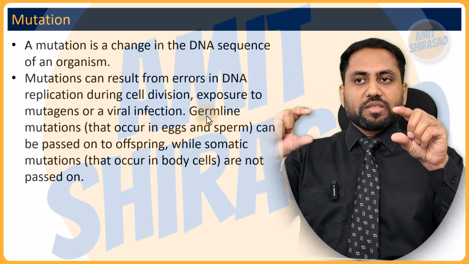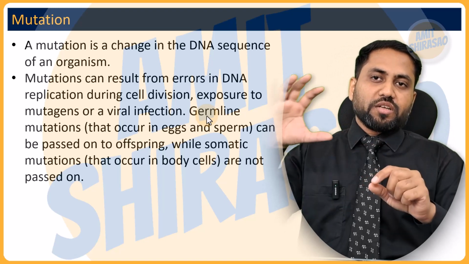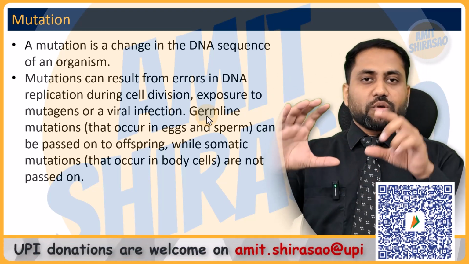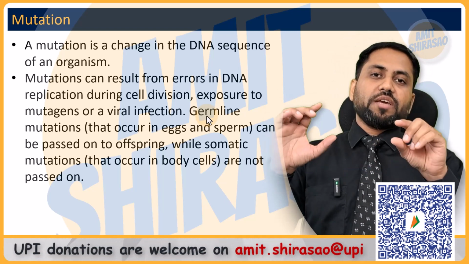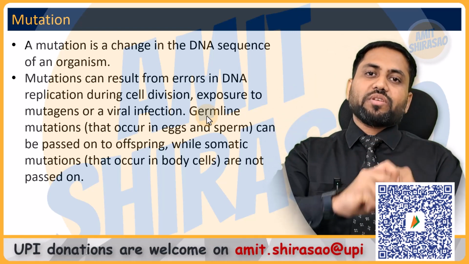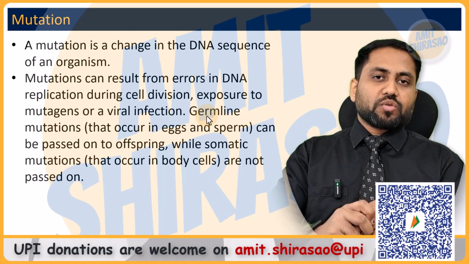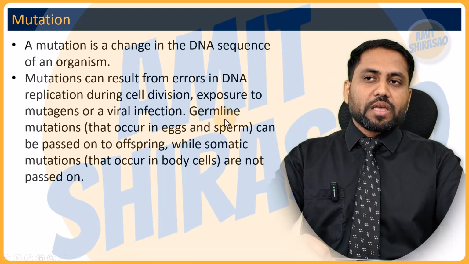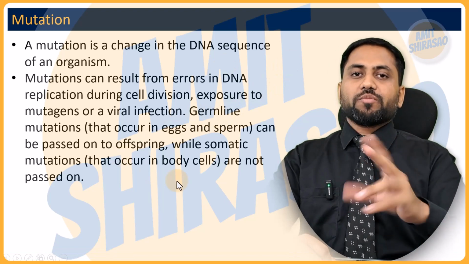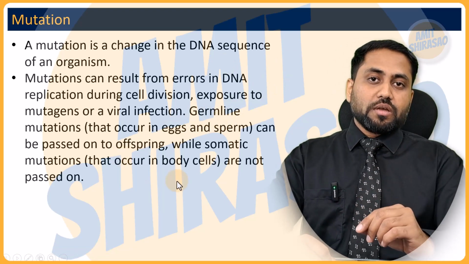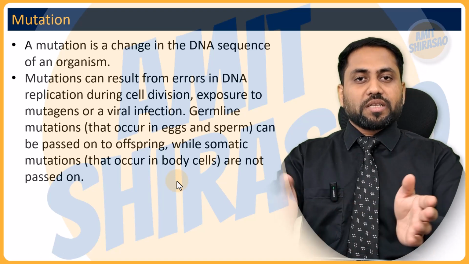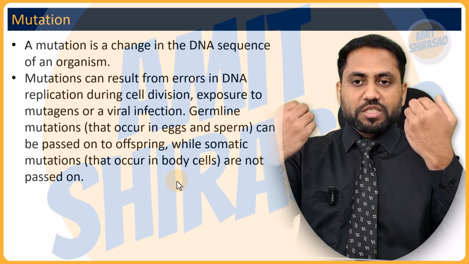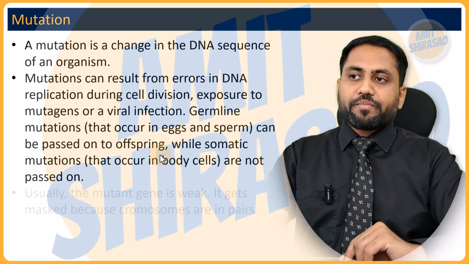If both are there, then they can do something. But if one of them is strong, then the strong, natural, normal gene will always be masking the effect of the mutant gene. So there are two things required. One is it should be a germline mutation. Second, the germline mutation should be in both the organisms. It should be in the male as well as the female. Then only it happens. Otherwise, usually mutant genes are weak genes.